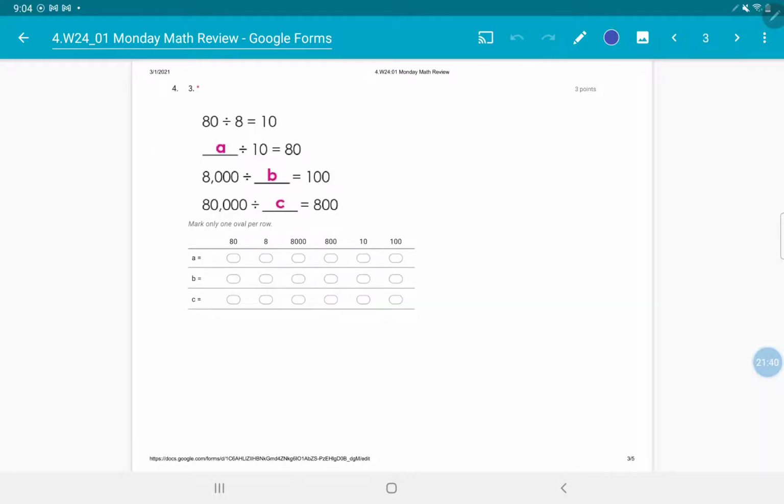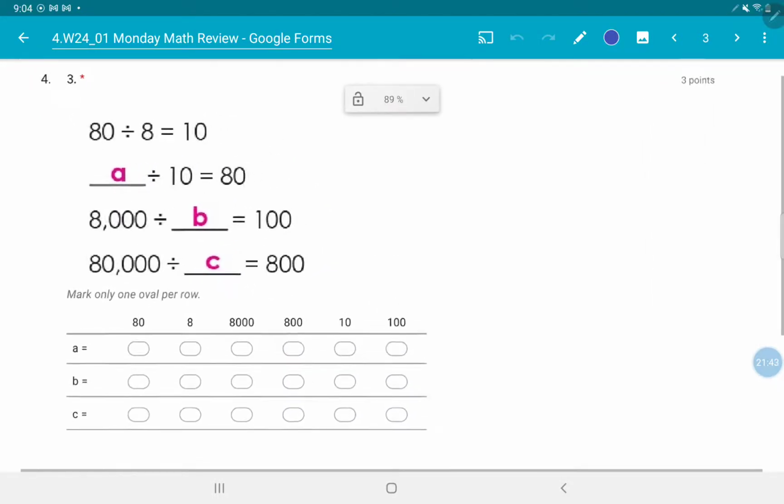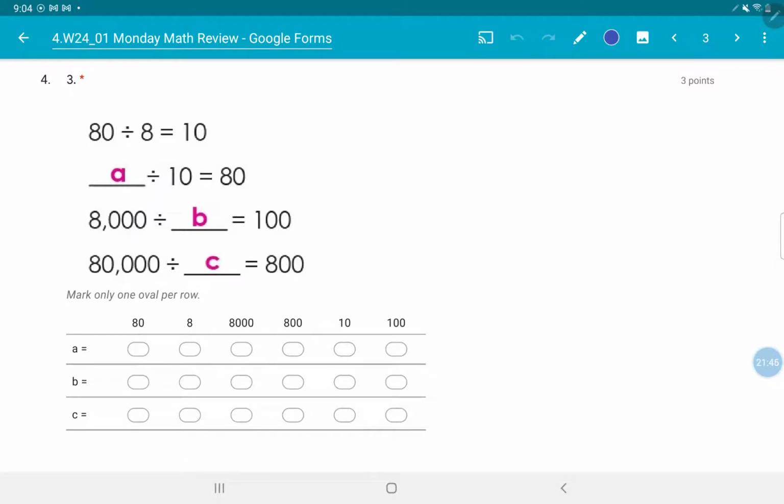Next question. We're dividing by powers of 10. So remember when we multiply by 10s, what happens on the place value chart, Jacob? It goes up to the next place value. If we divide by 10, what does it do? It goes down to the next place value. So if I start with 80, if I do 80 divided by 8, we know that that's one place value smaller, so our answer will be 10. So in the next line, I'm solving for A. What number divided by 10 equals 80? What's it going to be, Dylan?